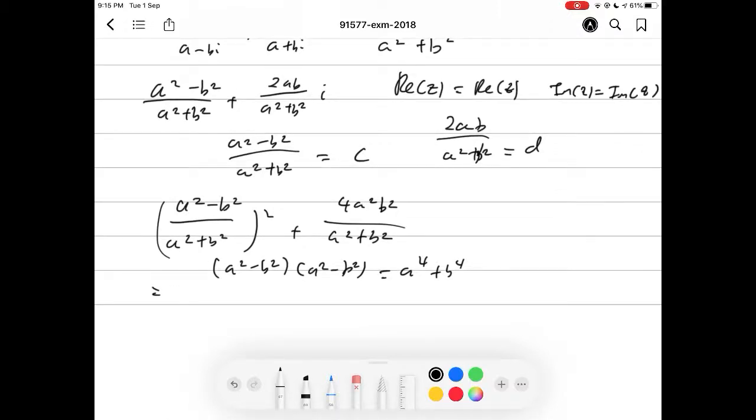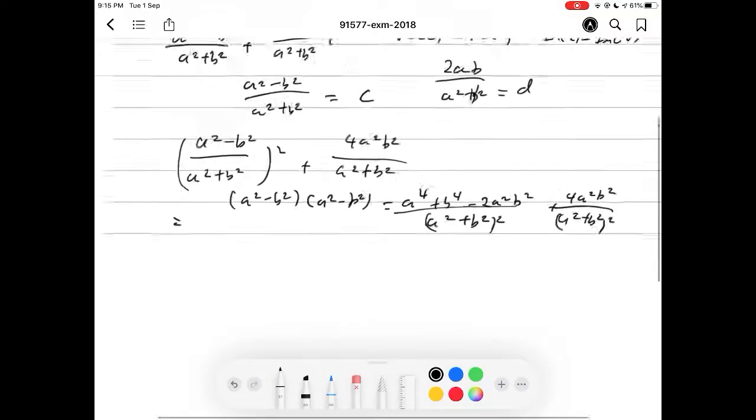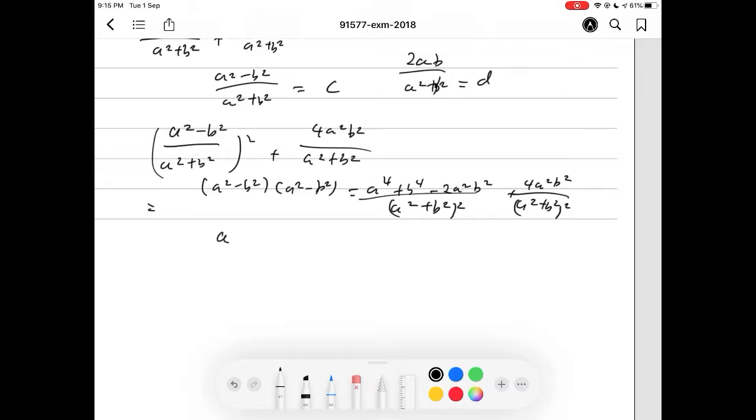Okay, and that is so minus b squared a squared minus b squared a squared, so minus 2a squared b squared over a squared plus b squared, plus 4a squared b squared over a squared plus b squared squared, okay? So what we have here is a to the power 4 plus b to the power 4 plus 2a squared b squared over a squared plus b squared squared.